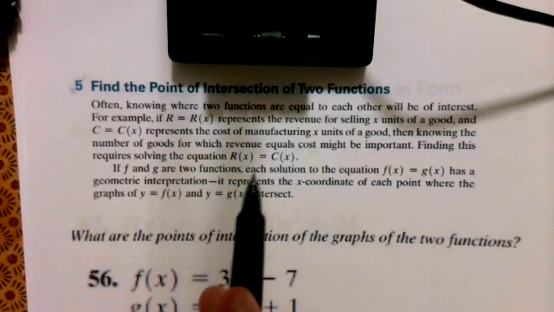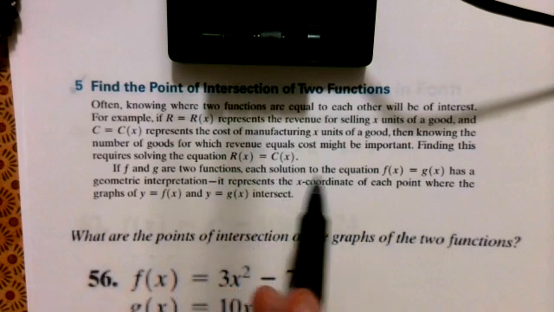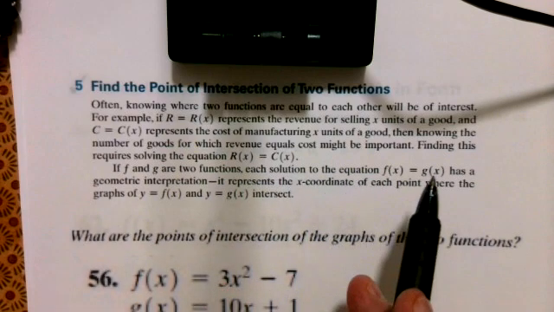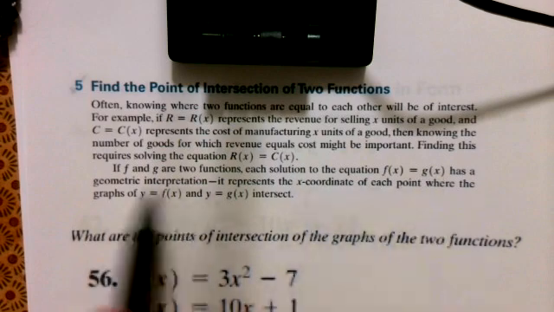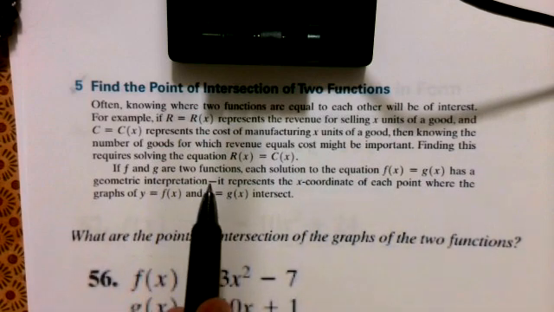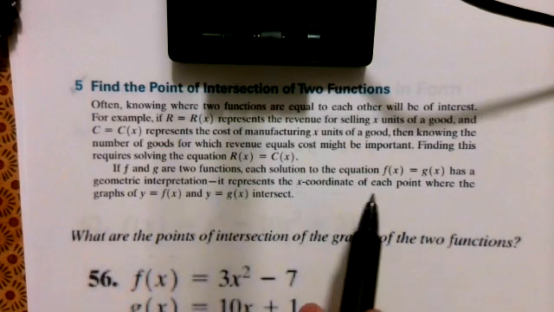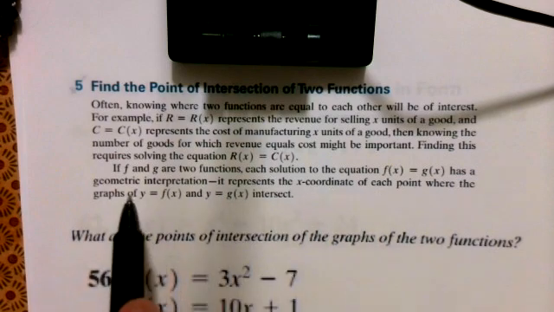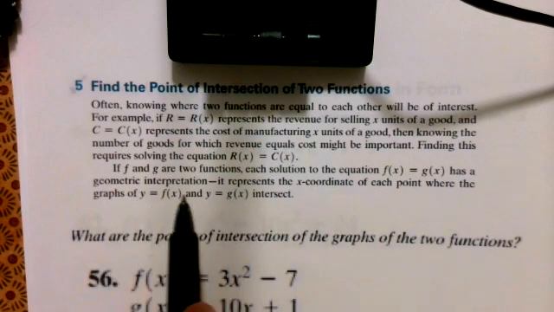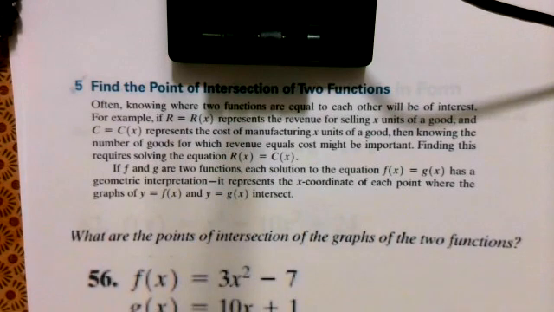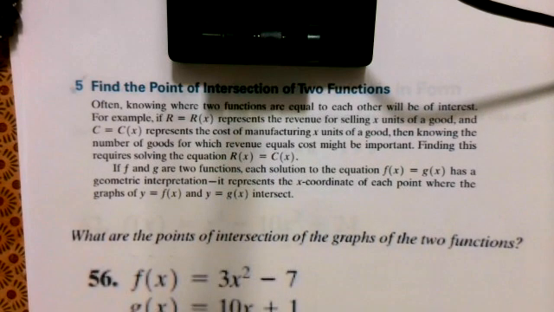If f and g are two functions, each solution to the equation f(x) equals g(x) has a geometric interpretation. It represents the x coordinate of each point where the graphs of y equals f(x) and y equals g(x) intersect. You can see this on your calculator.